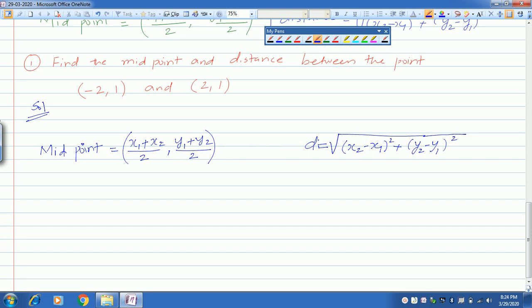So I have to go through this. What is x1 and y1? Since it is given here, this is my x1 and this is y1, and this one x2 and this one y2. So I write it here. Now substitute in the formula. Here I substitute the values.